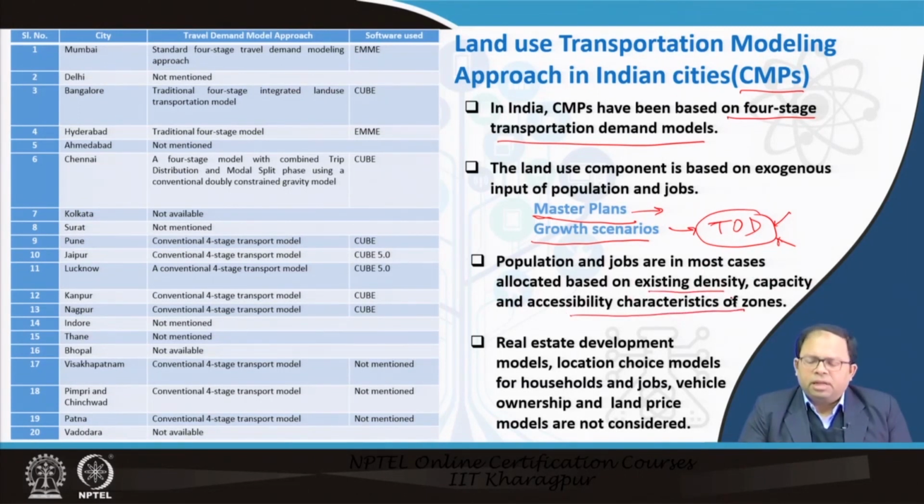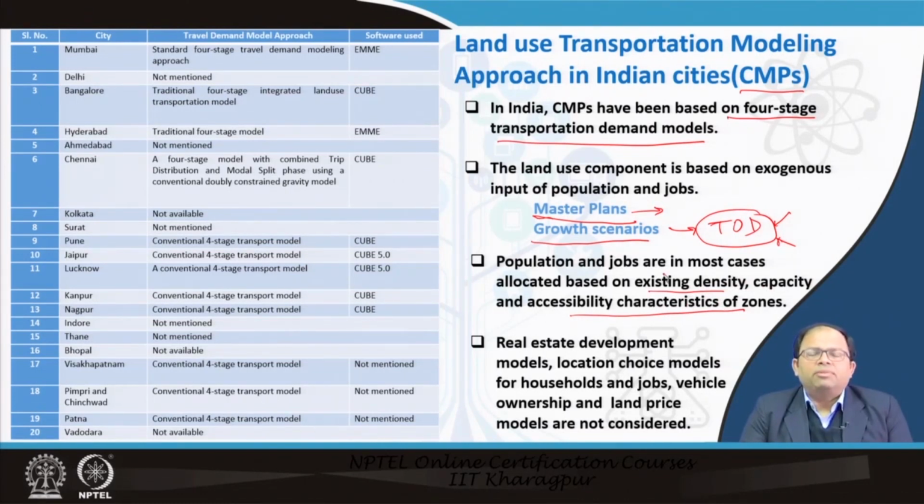That means in 4-stage models, as we have discussed in the Hyderabad development plan, different zones have been designated, and the total area has been divided into many TAZs. Now for each zone, based on the existing density, capacity, and accessibility, people could project the future population and jobs.